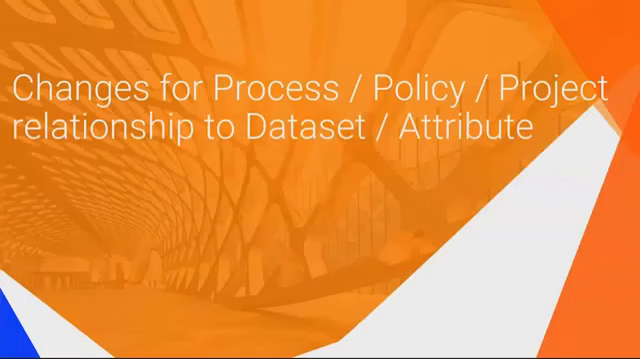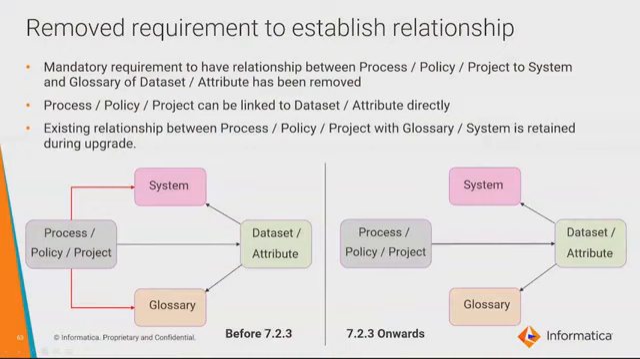Now moving ahead, we have the changes for the process, policy and project relationship with data set or attribute. Previous to 7.2.3, there was a prerequisite or mandatory relationship to be established between these process, policy or project and the system and the glossary to which the data set or the data attribute belongs. Without linking the system and glossary, we were not able to link the data set. Now from 7.2.3 onwards, we have got rid of this.